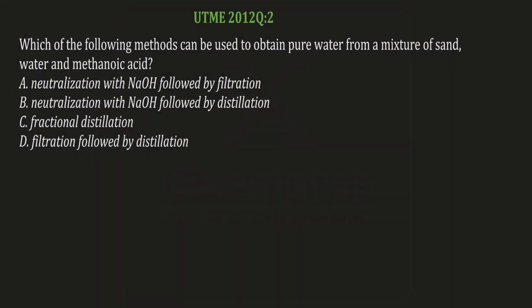So this question says, which of the following methods can be used to obtain pure water from a mixture of sand, water, and methanoic acid? Right? So we have a mixture that contains sand and water and methanoic acid. So how do we obtain pure water from this?